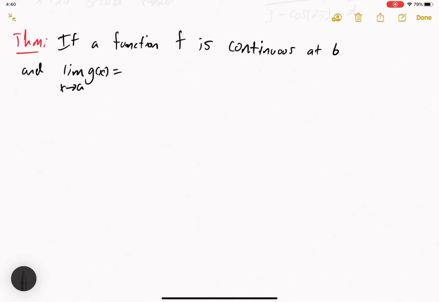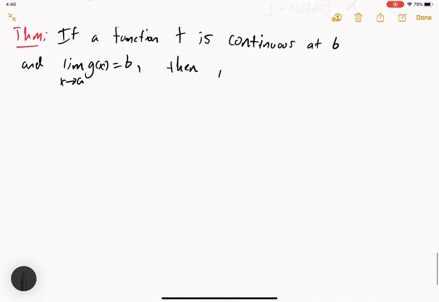Where the limit as x goes to a of g of x is equal to b. So this is very important. It's the fact that f is continuous at b, g of x is going to b. Then what we have is the limit as x goes to a of f of g of x is equal to f of b. So what this basically tells us is that we can basically move in the limit.